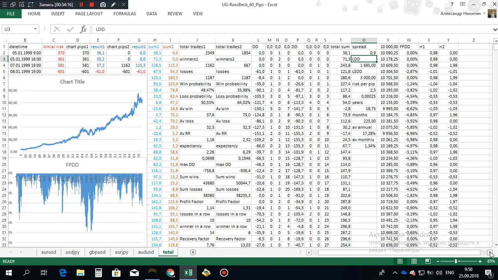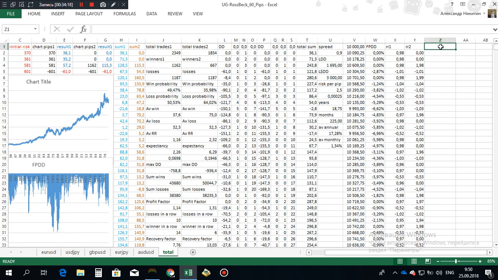Okay, once we have it, now we can calculate our fixed fraction. Let me format this column. Fixed fraction, not fixed position size. This is a fixed position size, this is the fixed fraction. Fixed fraction money management is this: you always use 1% of your account for your risk, for your stop loss. So it equals this: your account plus where is the risk? Let us type it here.